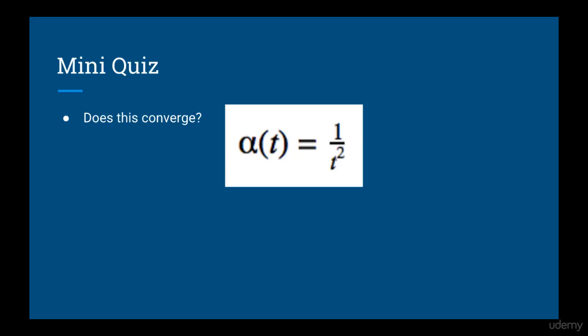Let's do some simple problems to solidify this concept. We already know that 1 over t converges, but what about 1 over t squared? If you want to pause the video and think about it, please do so now. So this doesn't converge because the sum over all alphas is not infinity.